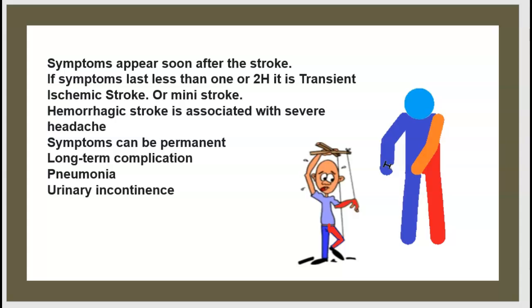Symptoms of a person after a stroke: if symptoms last less than 1 or 2 hours, it is a transient ischemic attack or mini stroke. Hemorrhagic stroke is associated with severe headache. Symptoms can be permanent, and long-term complications include pneumonia or urinary incontinence.